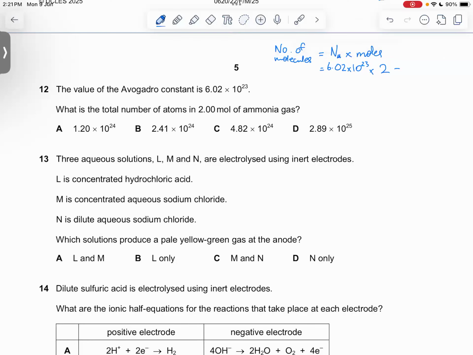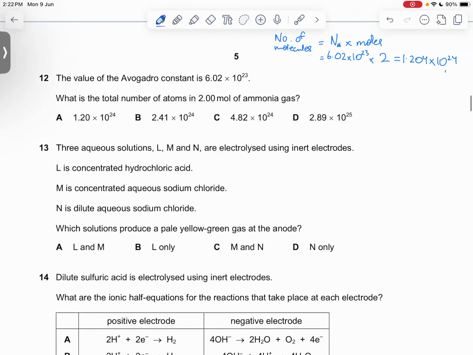When you multiply these two values together, you would get 1.204 into 10 to the power 24, I believe. 6.02 into 10 to the power 23 times 2 is equal to 1.204 into 10 to the power 24. So these are the number of molecules. Now you're going to do one molecule.